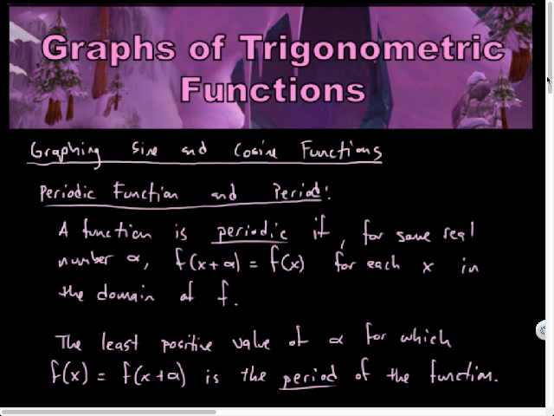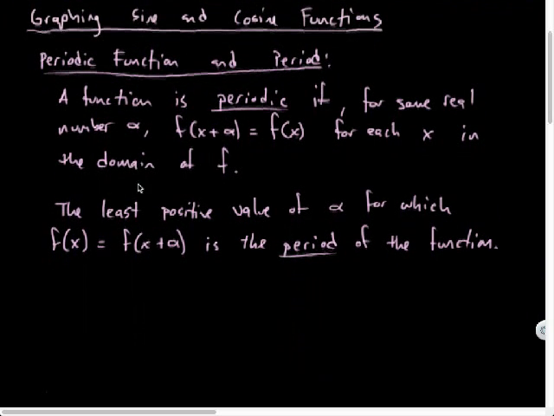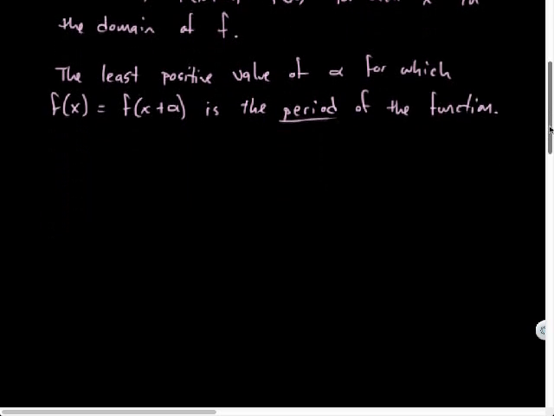that function is then periodic, and what I mean by period is the least positive value of alpha for which f of x is equal to f of x plus alpha. That would be what I mean by the period. So let's consider what periodic functions might look like. Here are some examples of some periodic functions.